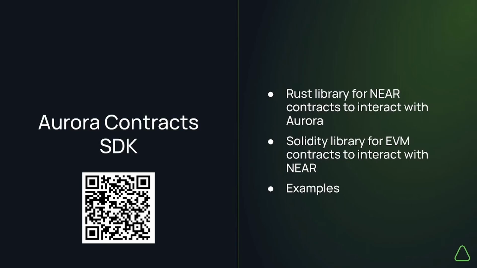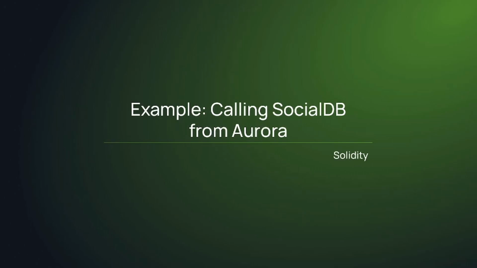This includes a Rust library for your NEAR contracts to be able to interact with Aurora. And it includes a Solidity library for your EVM contracts to interact with NEAR. So this is covering both sides of that communication. And it also includes documentation and examples so that you can get to know this library, figure out how to use them, and integrate it into your own projects. So let's go ahead and take a look at some of those examples right now.